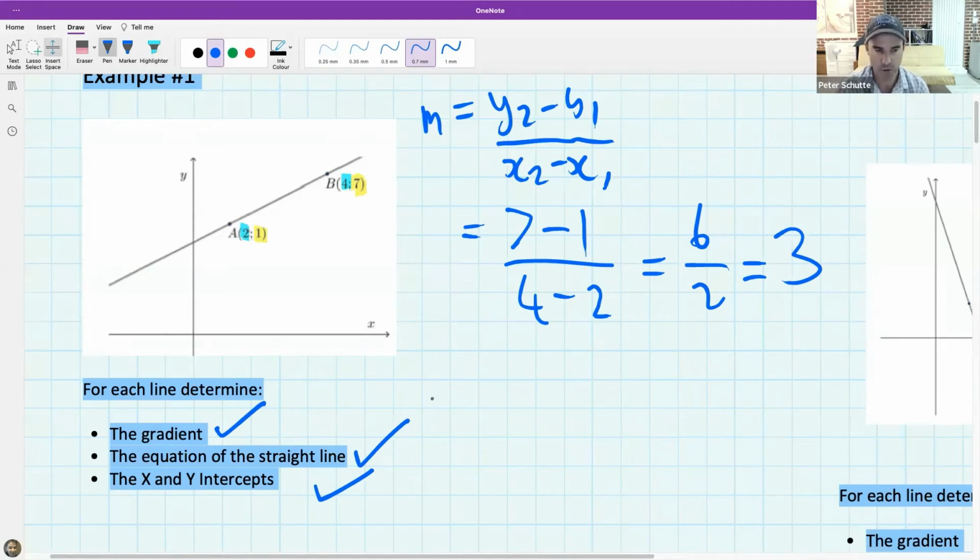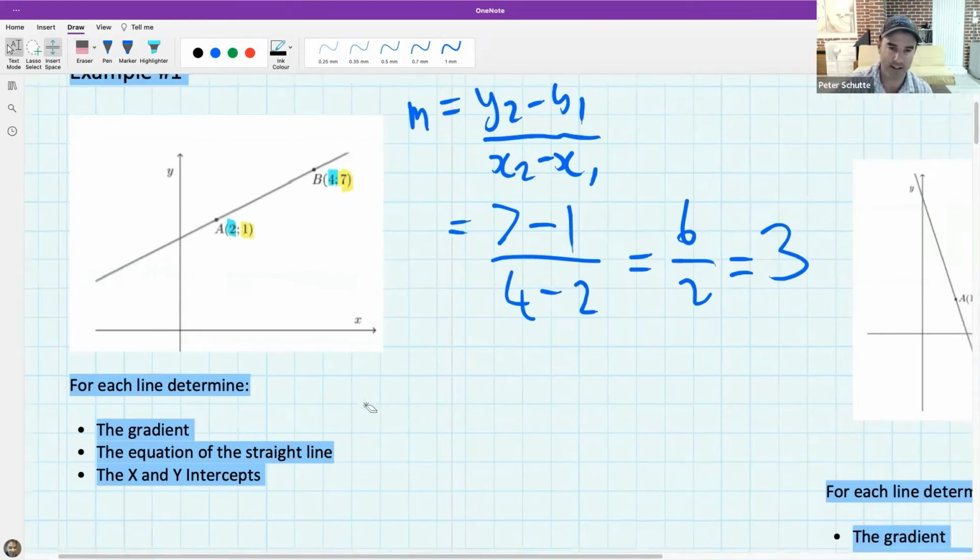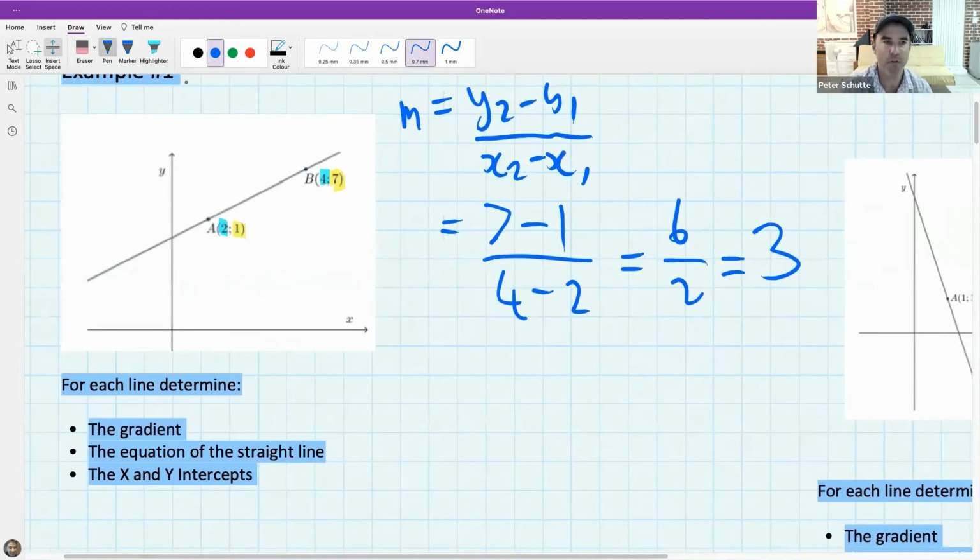Step 2 is find the equation of the straight line. And in this case, there are 2 different methods that students like to use, but both methods need a gradient and they need a point. So we've got our gradient is 3.